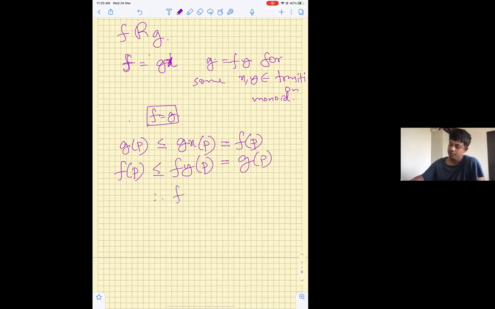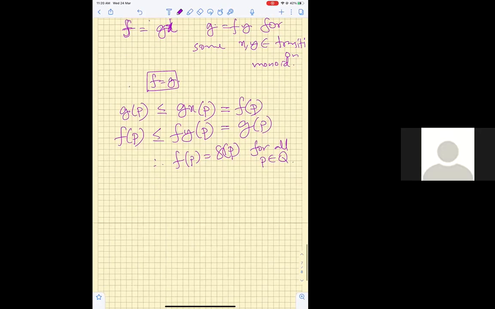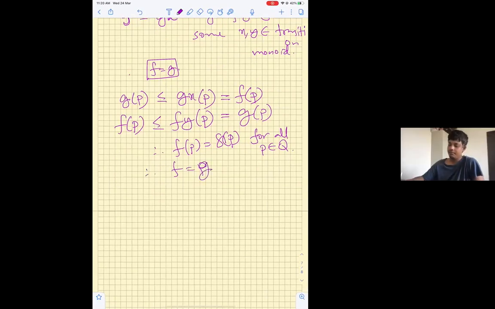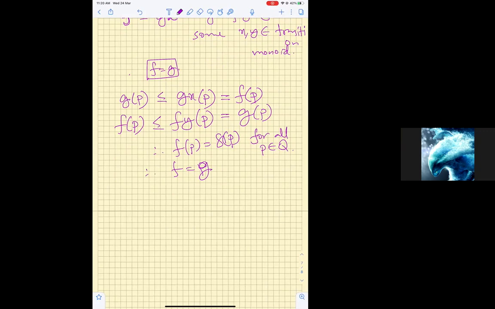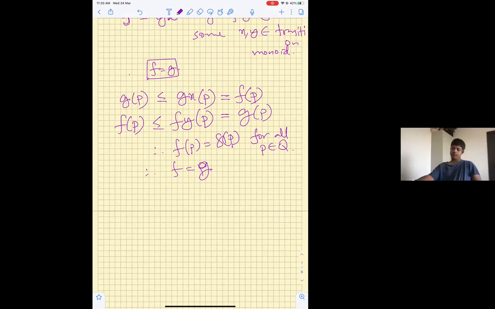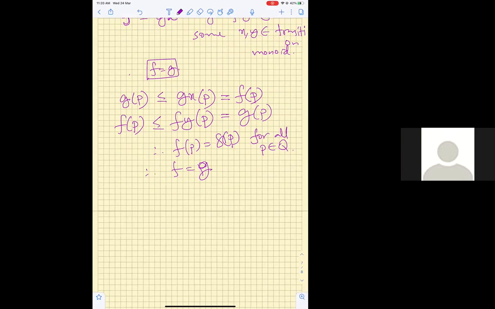So therefore, f of p is equal to g of p for all p in Q. Why did you want to avoid this? Because I wanted to write it in terms of states, not in terms of functions, because now it looks complicated. What I meant is, f of p and g of p are actually just states, right? They're written as f of p, but they belong to Q. But if everybody understands, then no problem.